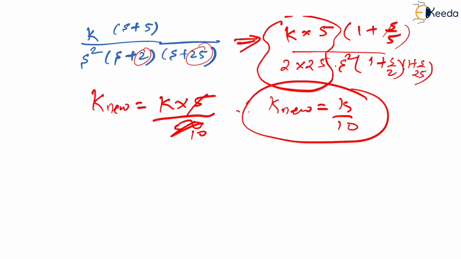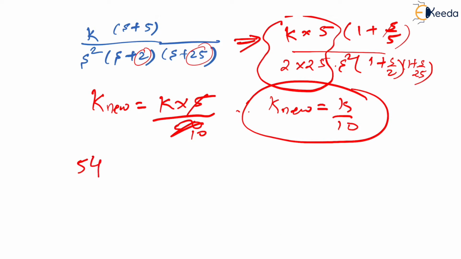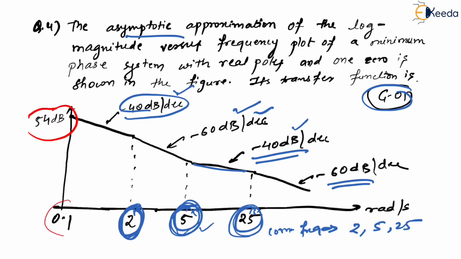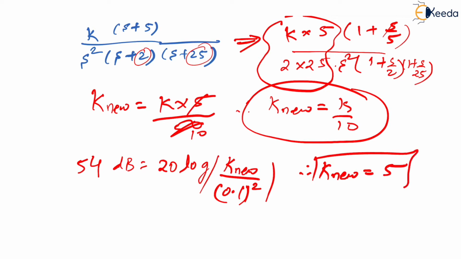Is that correct? Now if you check out, what is k new? If you see, what is the starting magnitude? Starting magnitude is nothing but 54. So 54 dB is equal to 20 log of k new upon, what is there? 0.1. And we have seen that at origin we have got 2 poles. So definitely here I will get omega squared, where omega is 0.1, so I will get 0.1 squared. Is that correct? Now if you solve this, you get the value of k new to be equal to 5. Correct? This is k new.